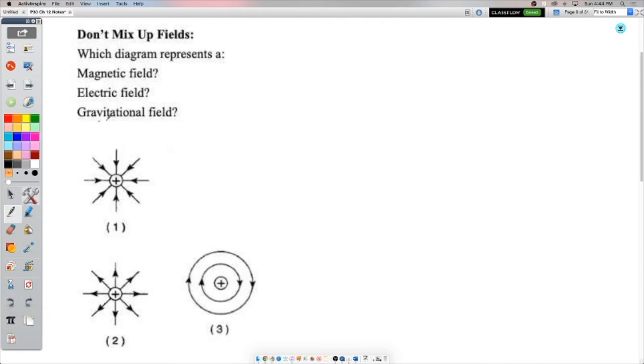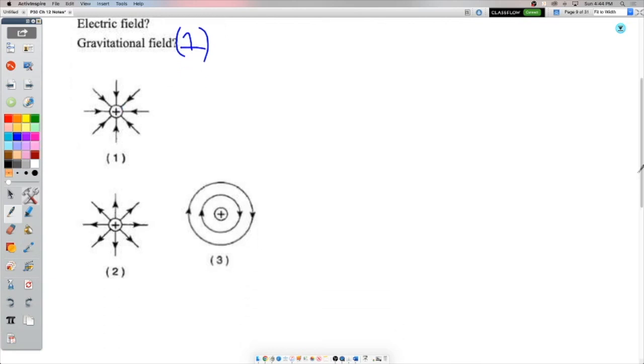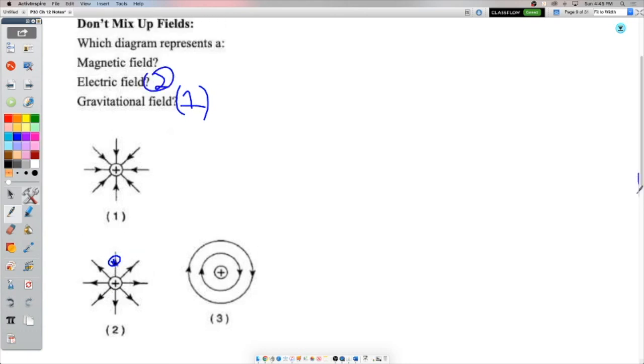That only leaves gravitational field, but does that check out with what we know? Yes. If this has mass, then its gravitational field will be radially inward, much like Earth's gravitational field, or anything's gravitational field for that matter. So the gravitational field must be 1. For 2, this looks more to me like an electric field. As we said, if I'm a positive test charge, what am I going to feel? I'm going to feel repulsion, away from that positive source charge. So 2 is definitely an electric field, which by process of elimination makes 3 the magnetic field.